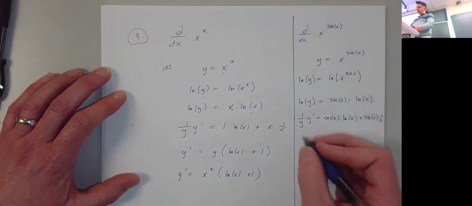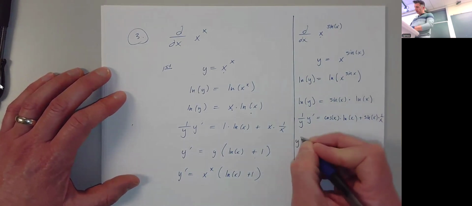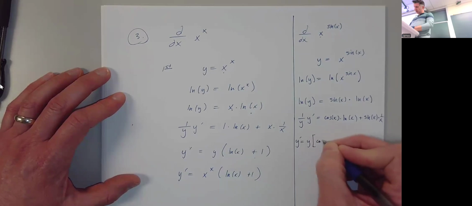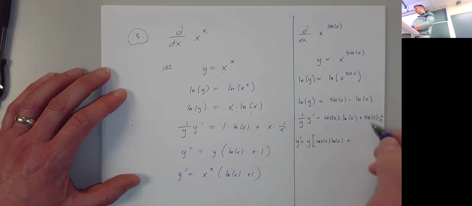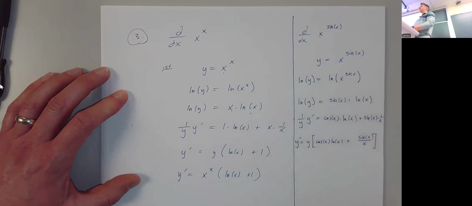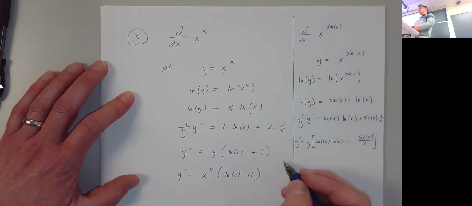Simplifying a bit, again, I think you can make this one step, but I'm going to make it 2. y prime is going to be y times cosine of x times natural log of x plus, instead of writing sine of x times 1 over x, let's write it as sine of x divided by x. And then finally, we should fill in what y is equal to, right?